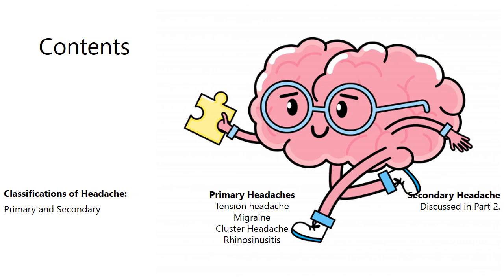this video. There's going to be a second video, part two of this series, where we'll look at secondary headache with things including, for example, subarachnoid hemorrhage, meningitis, and space-occupying lesion.